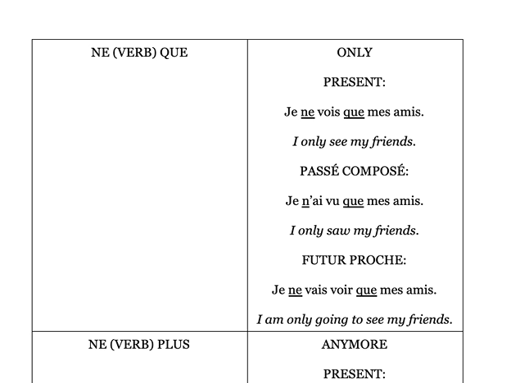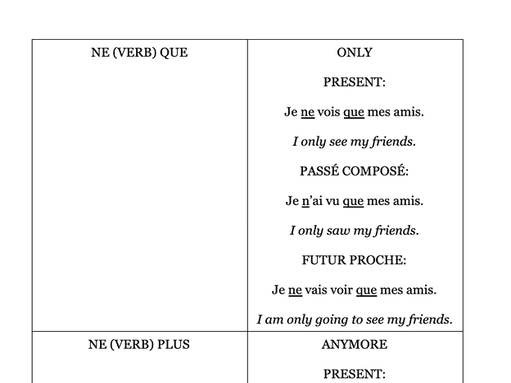In the passé composé, je n'ai vu que mes amis. Uh-oh, this one's a lot like personne. That means the que, like with personne, has to go after your past participle, in this case, vu. So I only saw my friends. And the same thing with the future proche, je ne vais voir que mes amis. I am only going to see my friends.